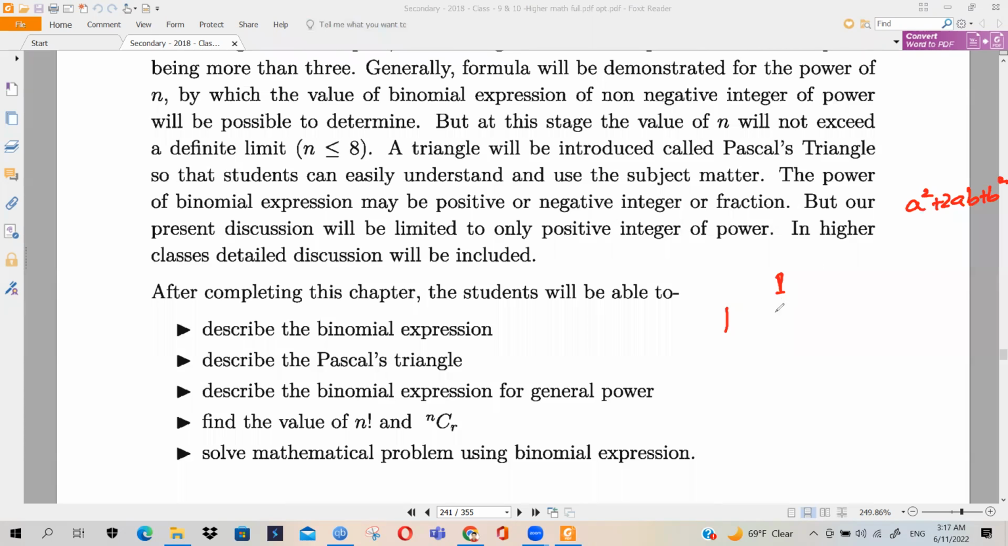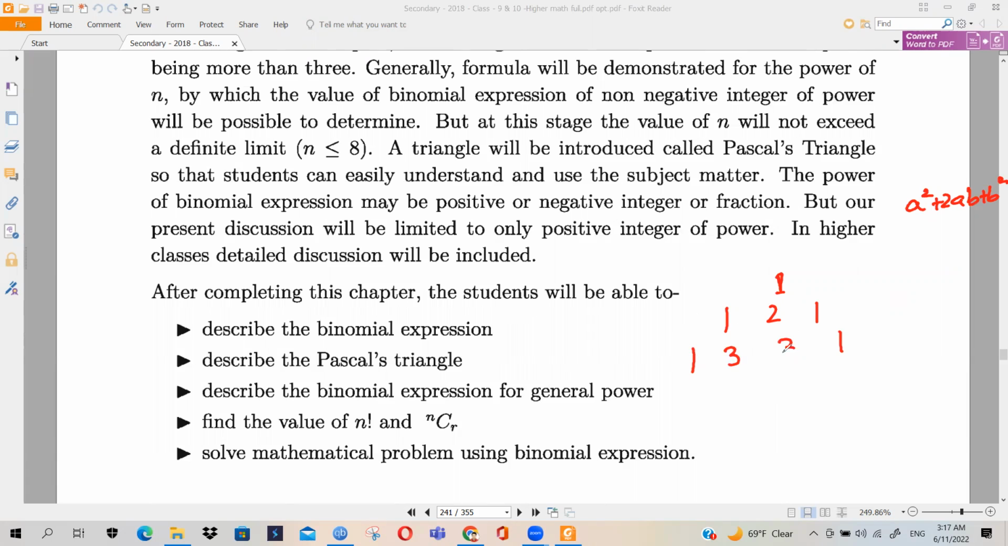For 2ab, it is 2. And then for b square, it is 1. All right, so these are the coefficients. Now, in that way, we can continue. In the leftmost and rightmost side, we will have 1, and the middle terms would be the addition of the upper steps.